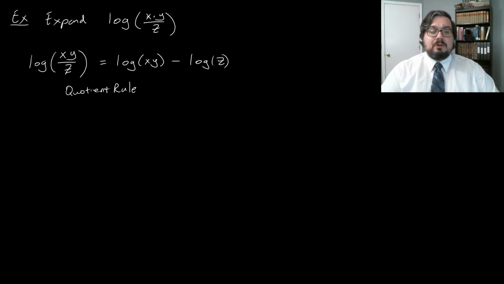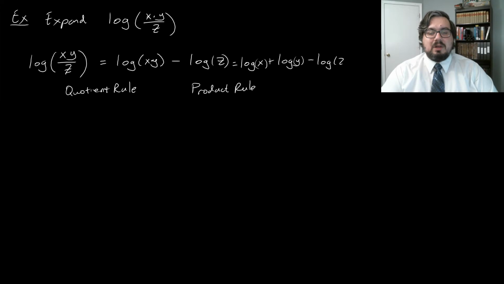Now we can go further. Now we can look at each one of these logarithm expressions and say, can we expand them out further? And we can. This first logarithm we can expand using the product rule. By the product rule, the logarithm of x times y is the logarithm of x plus the logarithm of y. And then, of course, we still have minus the logarithm of z on the outside.